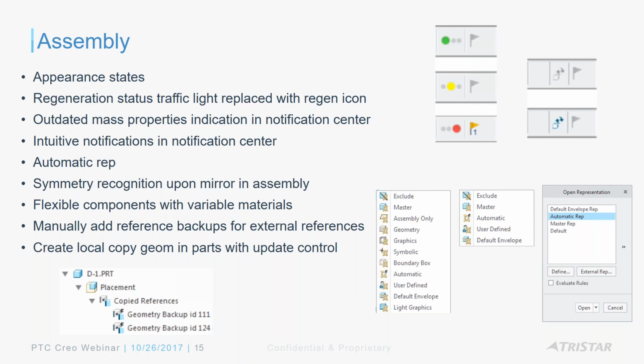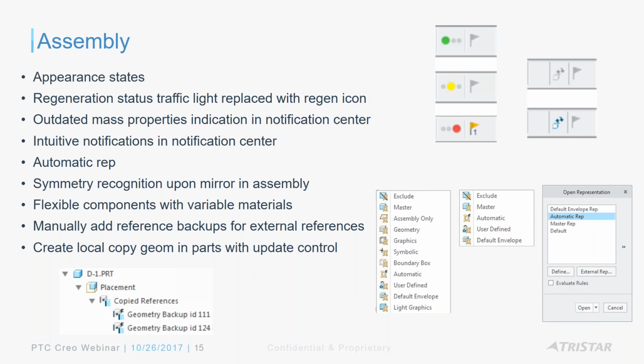So I'll show that in a little bit here. You can also make your components flexible. When you have multiple materials, you could add multiple materials at the top level, and then say, I want this component without the need to create a family table. You could just say, I would like a different material for a specific occurrence of that part, using flexible materials. And then you can manually add reference backups, or you can remove external references, right?